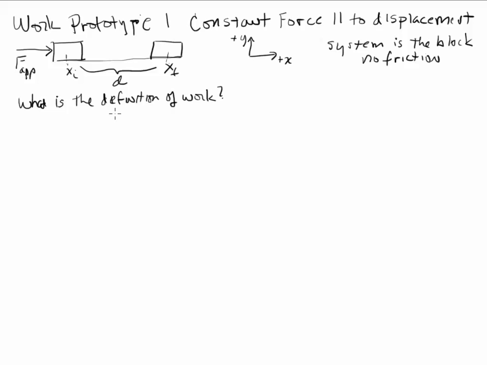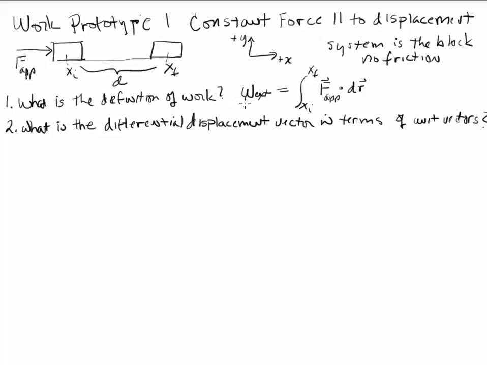What is the definition of work? Well, the external work done on the block, since the block is the system, anything outside the system is the environment and is external, will simply be the integral from the initial position to the final position of the applied force dotted to the displacement, or differential displacement. And this is a dot product. This is not a multiplication. Remember the definition of a dot product.